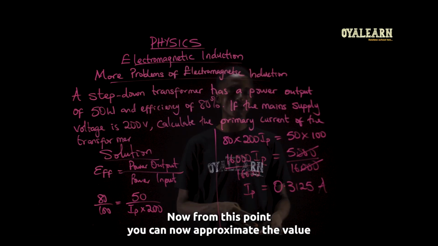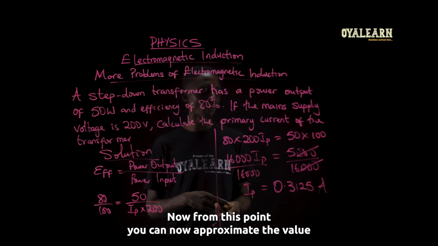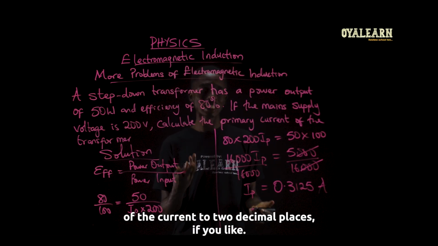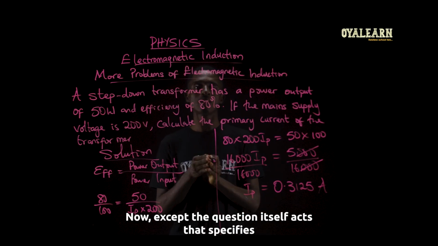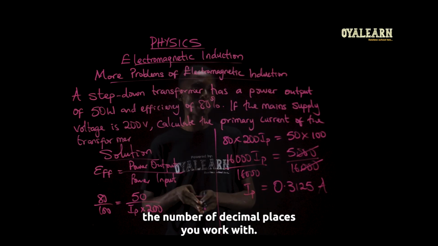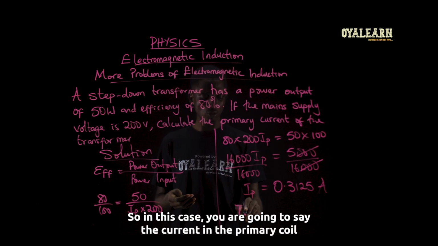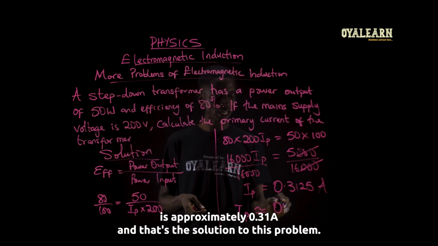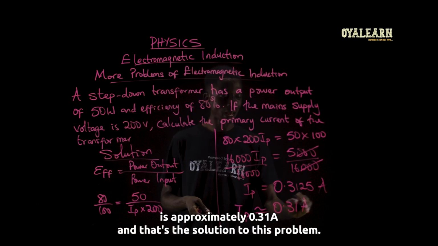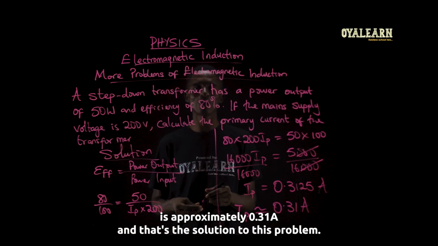From this point, you can approximate the value of the current to 2 decimal places if you like, except the question itself asks that you specify the number of decimal places you work with. So in this case, we're going to say the current in the primary coil is approximately 0.31 amperes. And that's the solution to this problem.